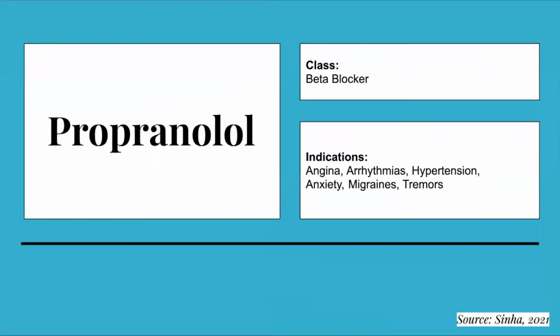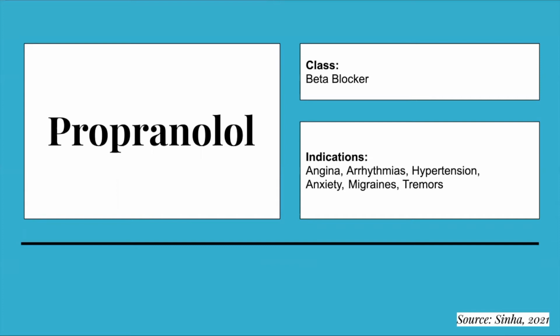Now let's look at propranolol. Propranolol is a non-selective beta blocker. Beta blockers are utilized for a variety of different reasons, including the treatment of angina, as well as arrhythmias, including AFib and aflutter. Propranolol is also used as an antihypertensive in some patients.